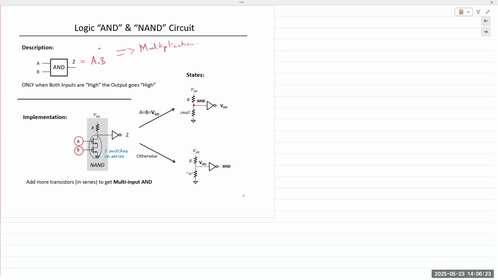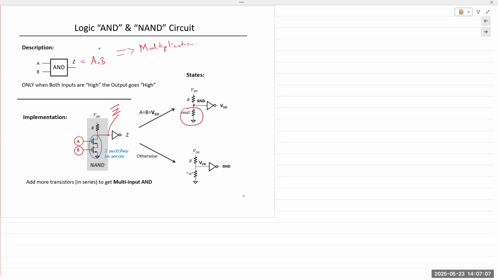Okay. So if they are on, you have a pathway to ground. The output at this point is again Z bar. We obtain a NAND gate. Both of the transistors must be on in order to provide a pathway to ground. So A and B must both be 1. Transistors turn on, connects to ground, output goes to 0. So 1 and 1 gives us 0.